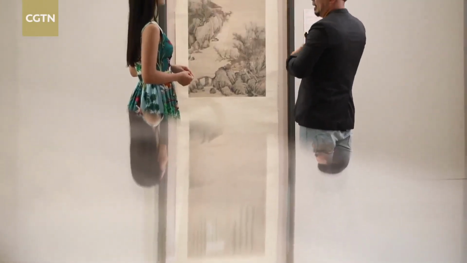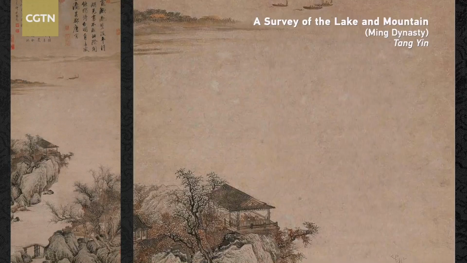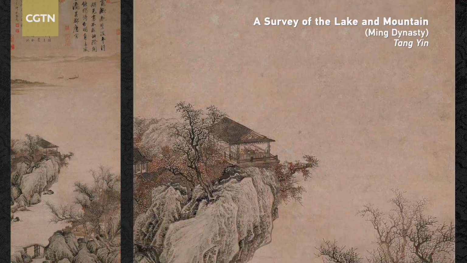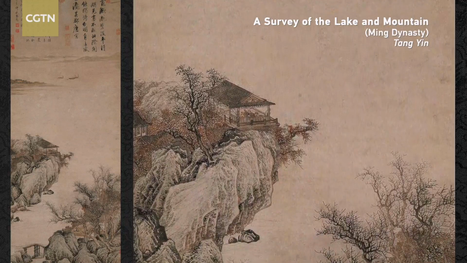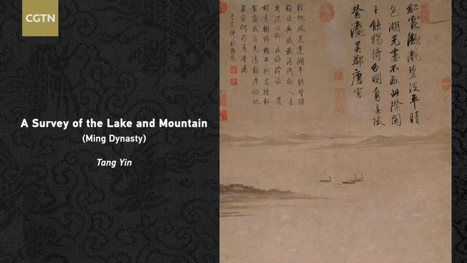This painting is by one of the most famous painters in the Ming Dynasty, called Tang Yin. In this painting you can see mountains and water. And in this one, you can see the horizon, but because of the hanging scroll format, you have multiple perspectives.